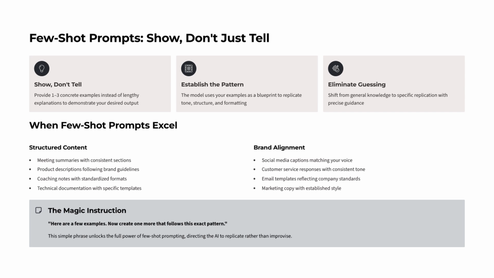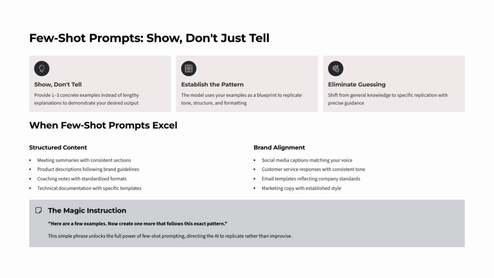If you want all your emails to sound a certain way, or you want your social media captions to match a particular brand voice, or you want the model to follow a specific outline, few-shot prompting is the perfect approach. You're essentially saying, here's the pattern, do it like this. This also works beautifully for structured content. For example, if you give the model 2 examples of how you summarize a meeting, your style, your wording, your format, it will replicate that same style when summarizing the next meeting.